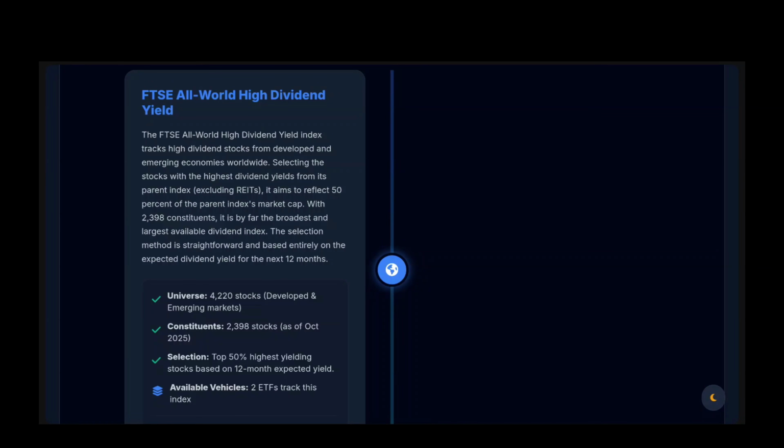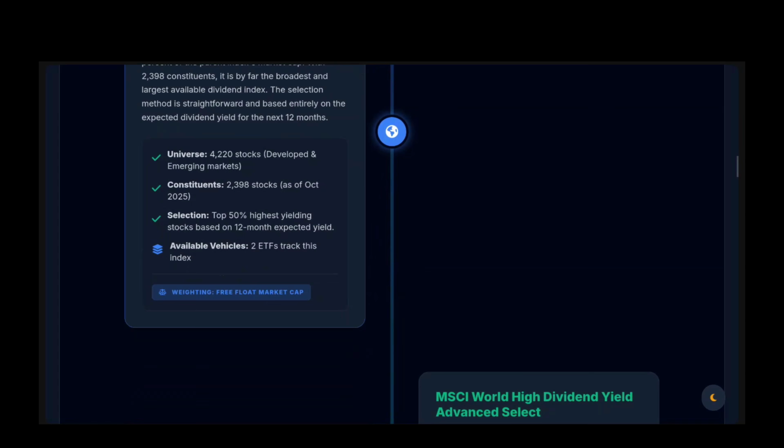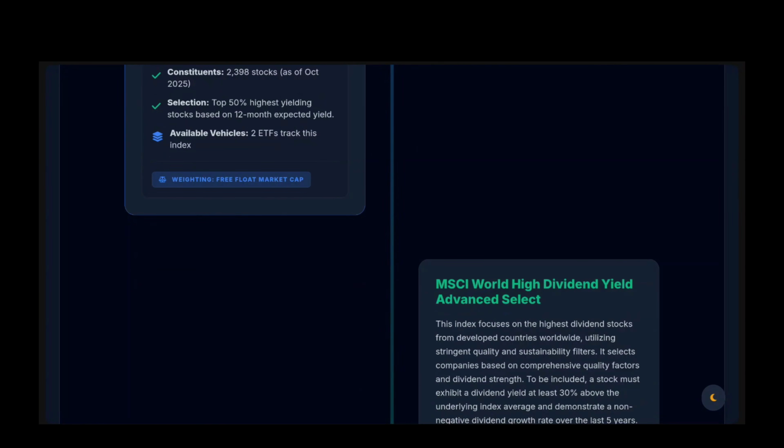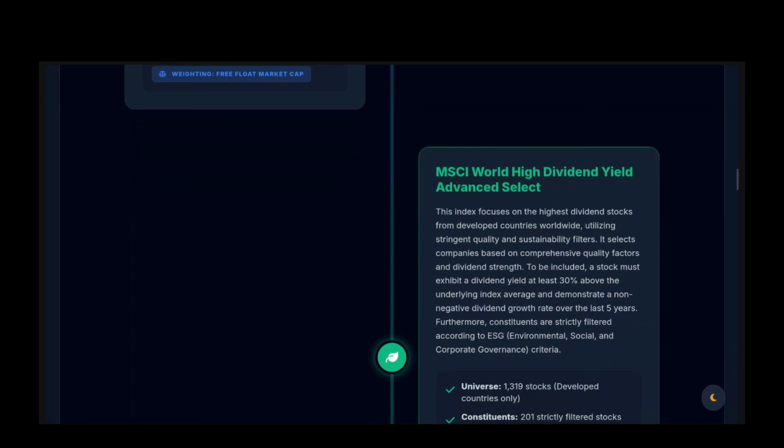As I said, 4,220 stocks, developed and emerging markets. Constituents, 2,398 stocks as of October 2025. Selection, top 50% highest yielding stocks based on 12-month expected yield. And there are 2 ETFs that track this particular index. Oh, yeah, and its weighting is free float market cap.